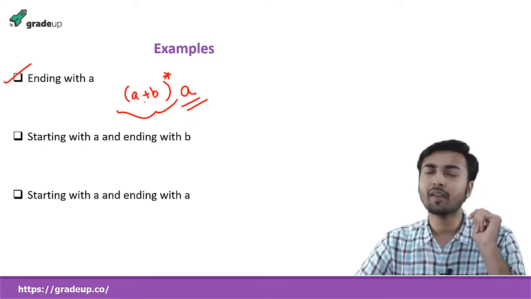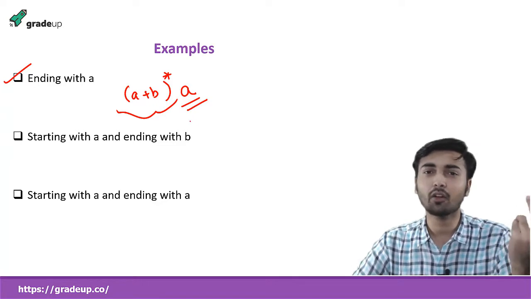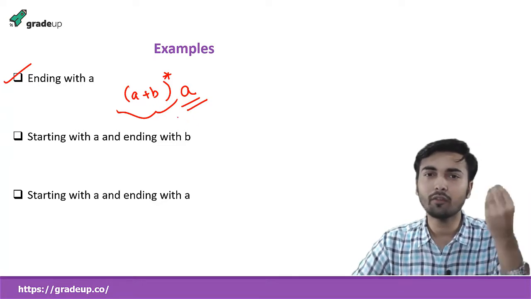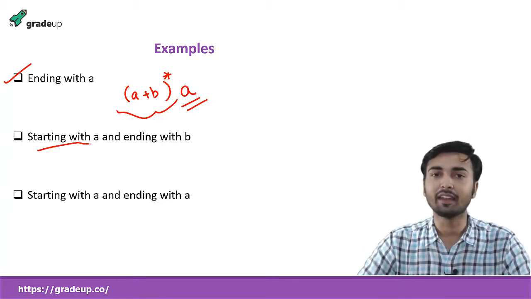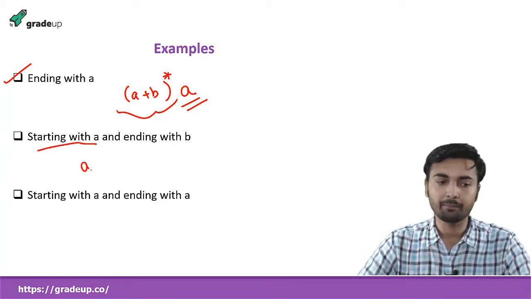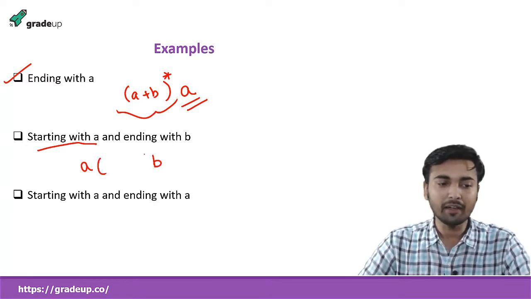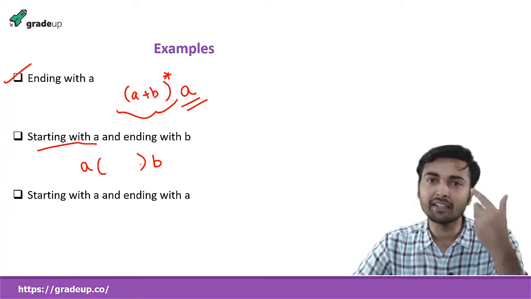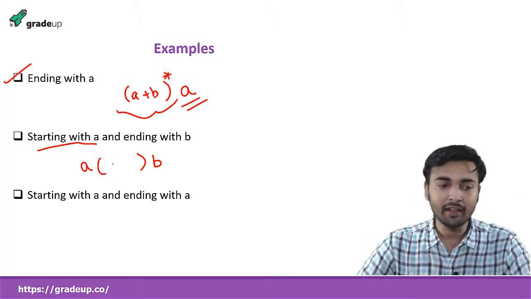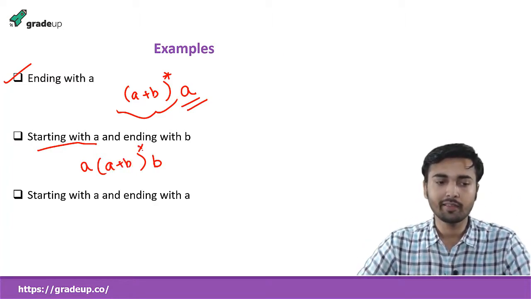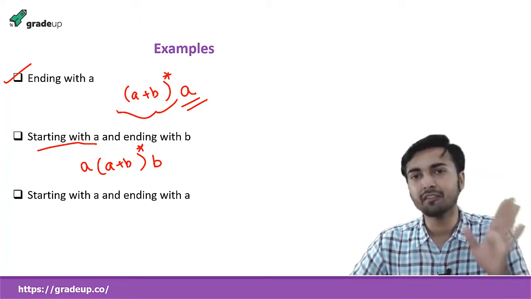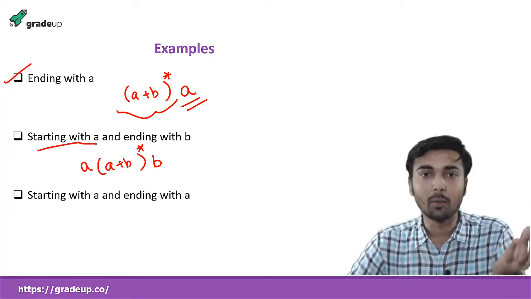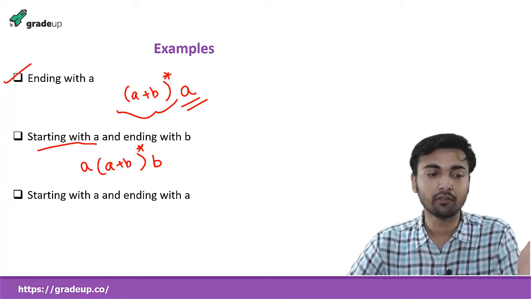Now second example, starting with A, ending with B. Can you try now? Just try it yourself. If you do it wrong, I'll tell the correct answer. But try it yourself. See here, starting with A. So start with A. Ending with B. In between, anything can come again. So what is anything? A plus B whole star. Got it? Right? So if you have written correctly, very good. If you have written wrong, please rectify yourself where we have done wrong.